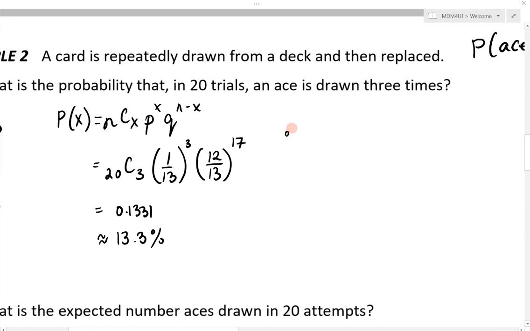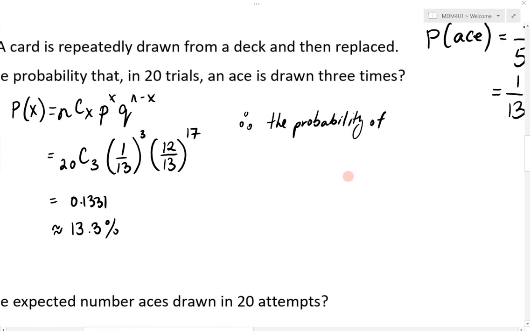So therefore, the probability of drawing an ace 3 out of 20 times is 13.3%.